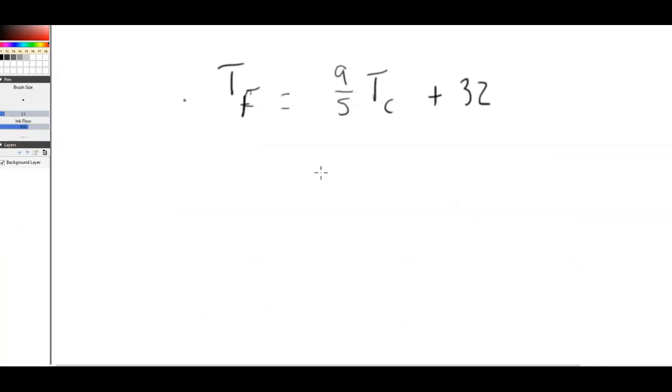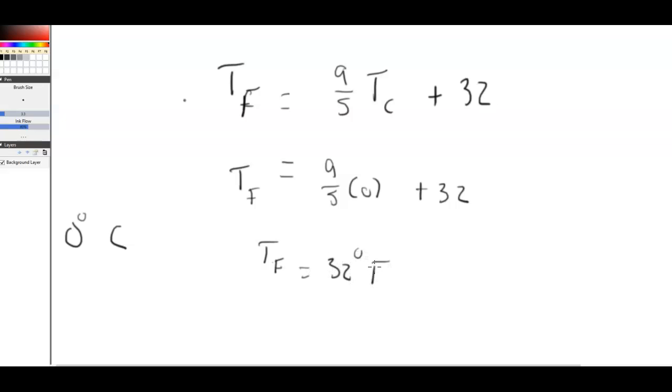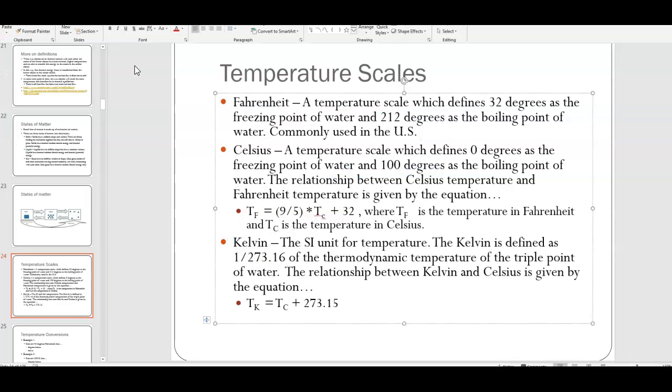Okay, but just to give you a quick example, let's say you've got 0 degrees Celsius. If I plug 0 in for Tc, I get 9/5 times 0 plus 32. And so I get Tf equals 32 degrees Fahrenheit. In other words, 0 degrees Celsius is the same as 32 degrees Fahrenheit. That is the melting point of ice, or the freezing point of water, if you prefer.